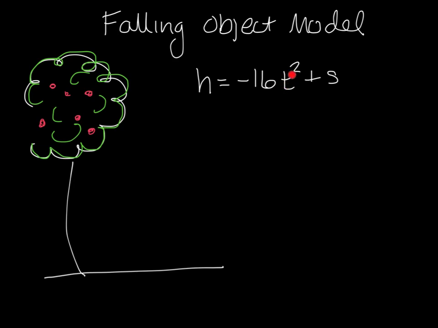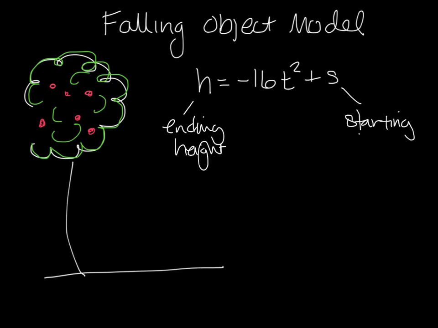T stands for time in seconds, and it's always in seconds. H stands for the ending height. Let me make a little note of that, ending height. So if it's hitting the ground, the ending height would be 0. S stands for the starting height, so wherever it started at.